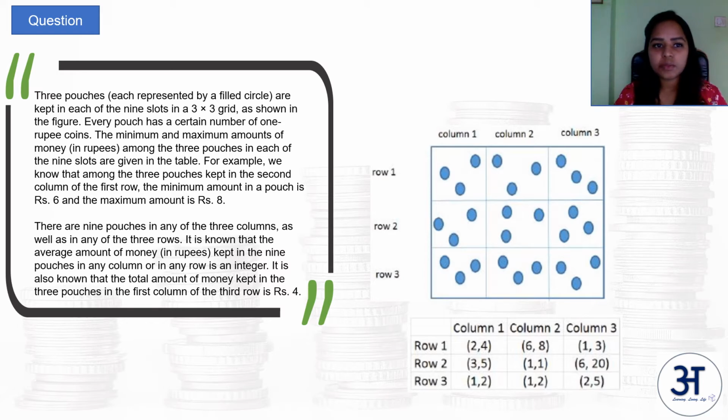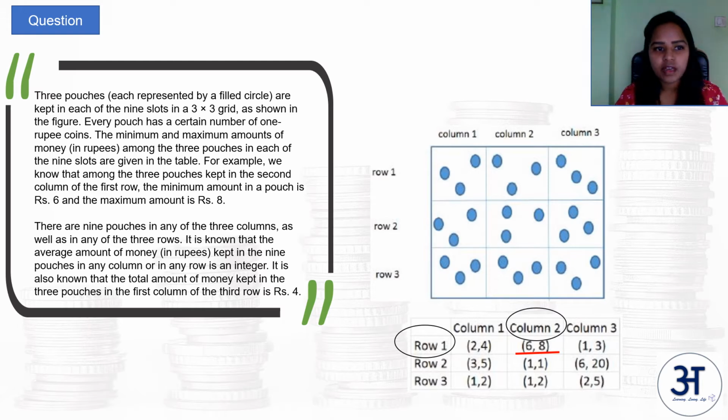3 pouches, each represented by a filled circle, are kept in each of the 9 slots in a 3 by 3 grid as shown in the figure. Every pouch has a certain number of 1 rupee coins. The minimum and maximum amounts of money in rupees among 3 pouches in each of the 9 slots are given in the table. Okay, so the second table tells the minimum and maximum amounts. For example, we know that among the 3 pouches kept in second column and first row, rupees 6 is the minimum amount in a pouch and rupees 8 is the maximum amount in a pouch.